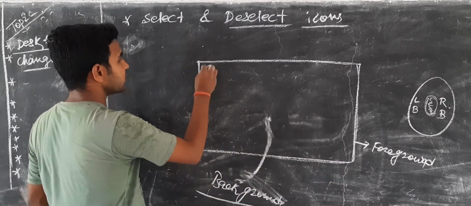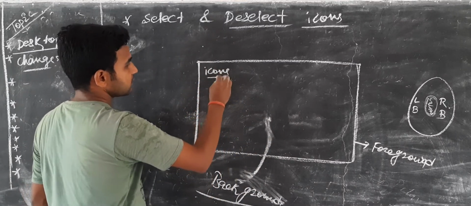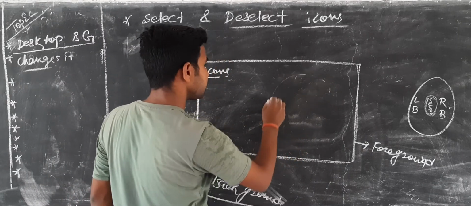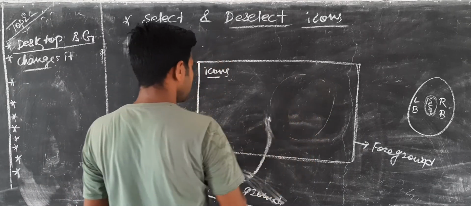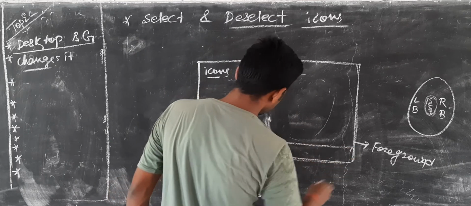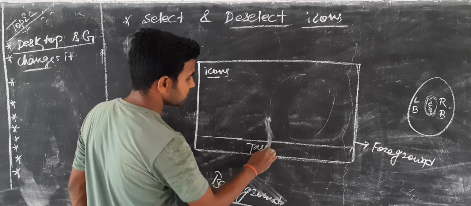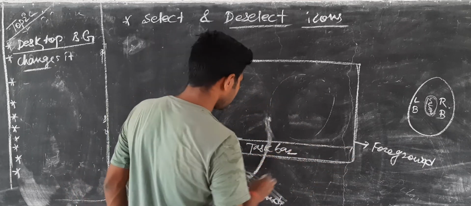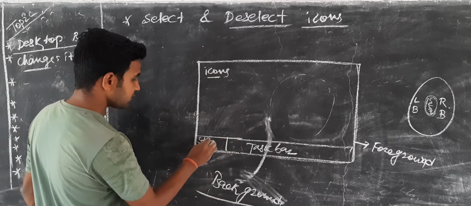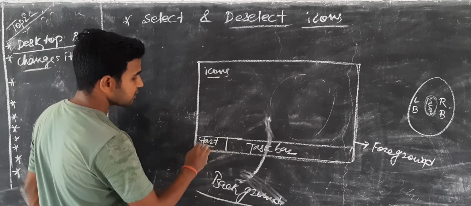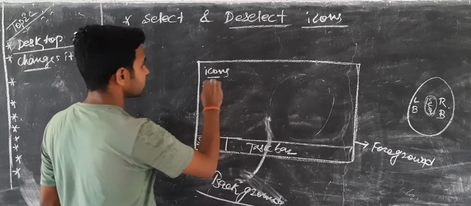And here it displays icons. Here is the empty area of the screen, and here is the taskbar. This is the taskbar. It has many commands. Here is the start menu. All commands will be here.